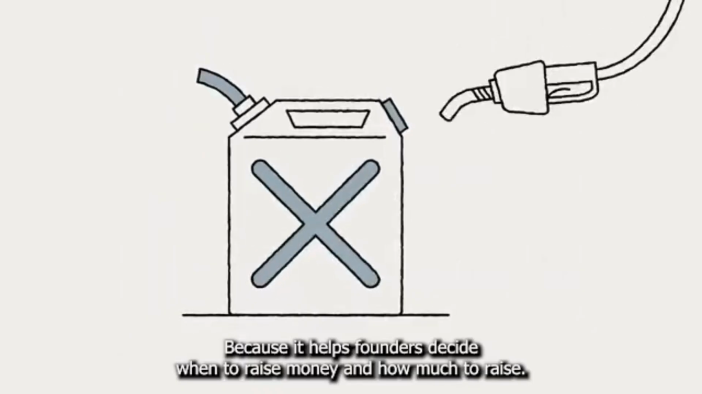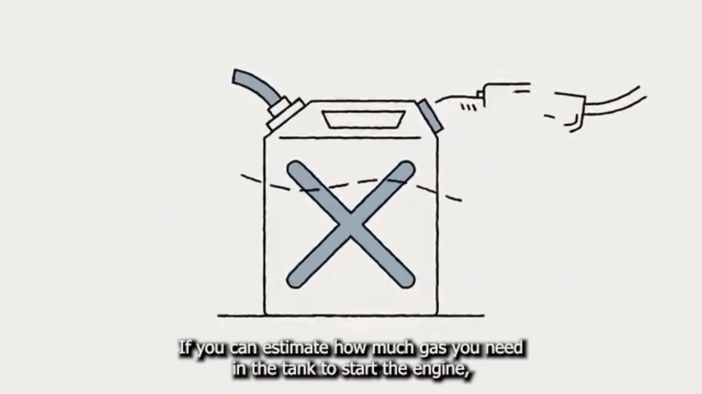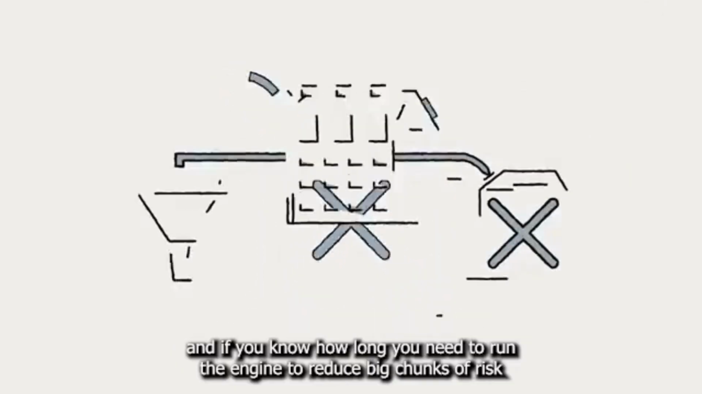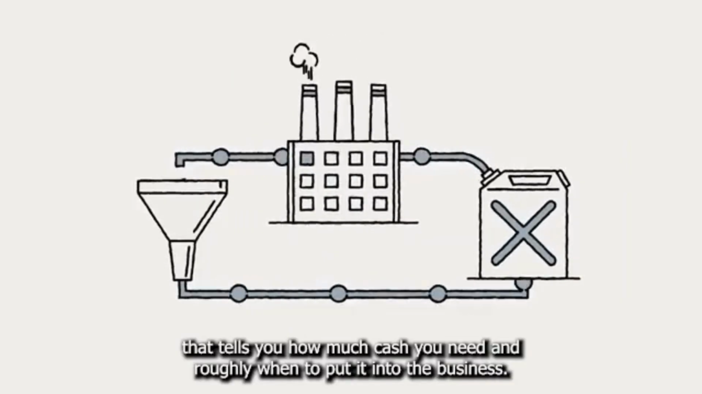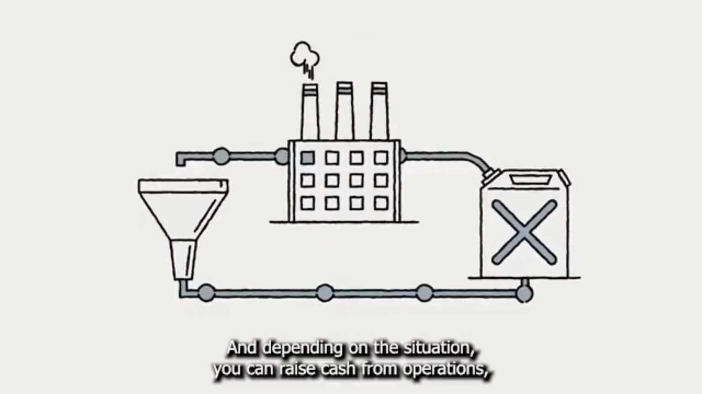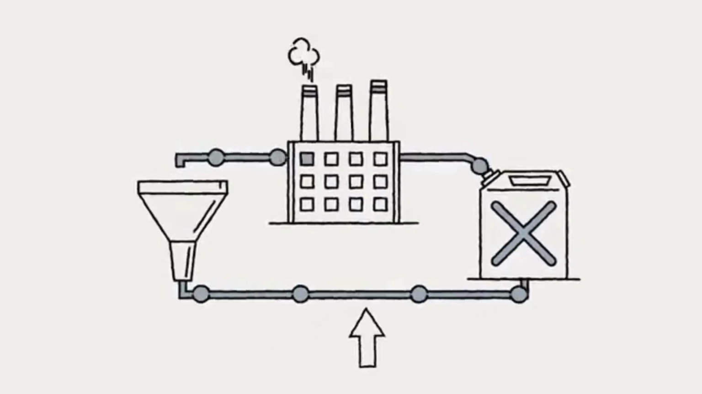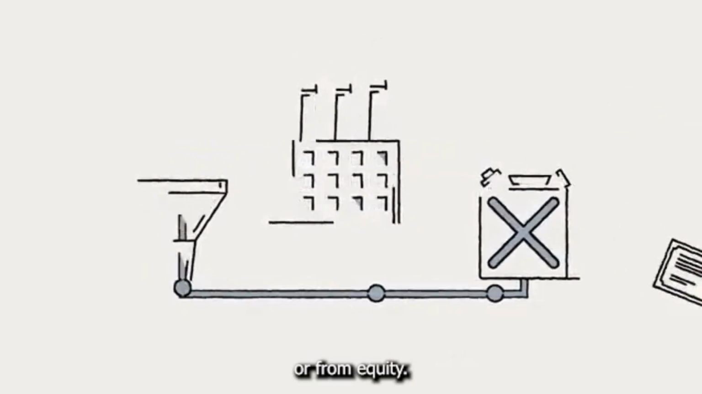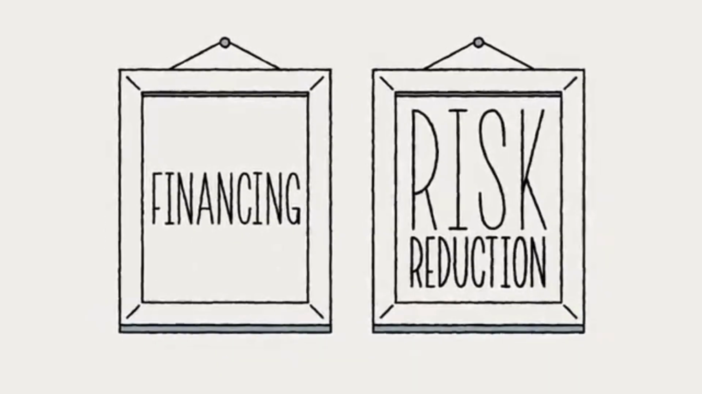Because it helps founders decide when to raise money and how much to raise. If you can estimate how much gas you need in the tank to start the engine, and if you know how long you need to run the engine to reduce big chunks of risk, that tells you how much cash you need and roughly when to put it into the business. And depending on the situation, you can raise cash from operations, from debt, or from equity, aligning your financial strategy and your risk reduction strategy.